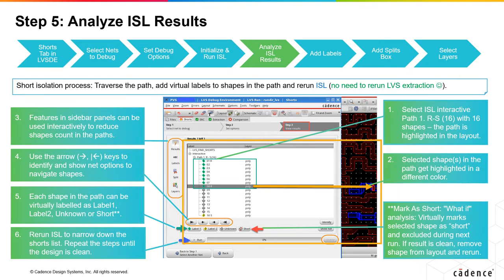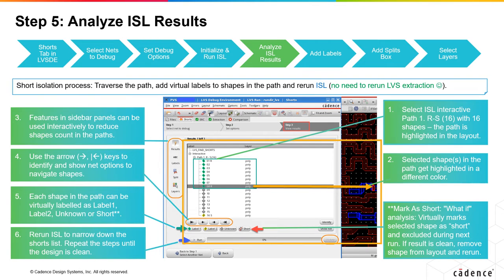Each shape in the path can be virtually labeled as Label 1, Label 2, Unknown or Short. Each label gets assigned a unique color. Label 1 or 2 marks the selected shape as part of the net associated with the corresponding label. Short marks the selected shape as a problematic shape. It virtually marks the selected shape as short, and is excluded during the next run. If the result is clean, remove that shape from layout and rerun.